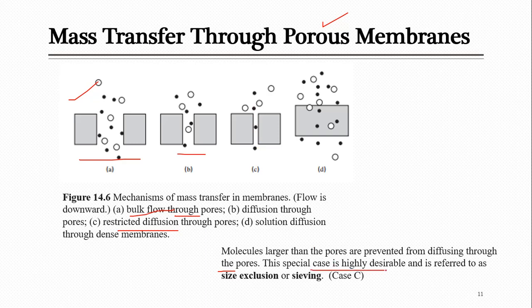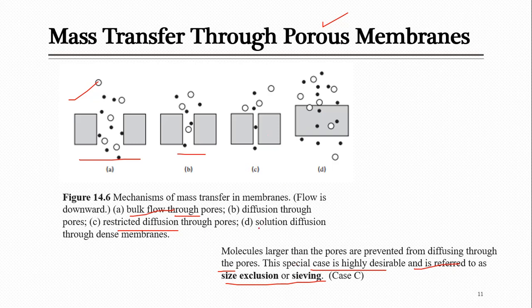So this special case is highly desirable, because when you are looking for a microporous membrane, you want the separation based on pore size, which we discussed last week. These membranes make separation based on pore size or pore diameter, and this is referred to as size exclusion or sieving. Size exclusion means excluding some size which is larger than the pore size, and allowing molecules smaller in diameter to pass through. This is also called sieving. You know that sieving is a phenomenon in which you separate something based on pore size: something with large diameter will not pass through the sieve pores, but if the diameter is less, it will pass through the membrane.